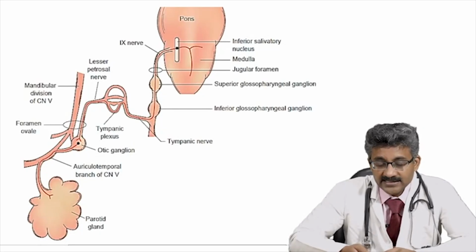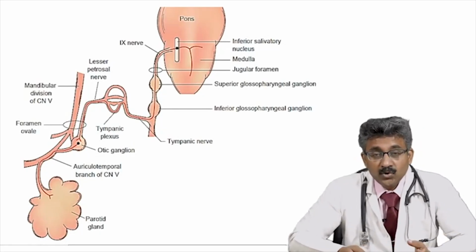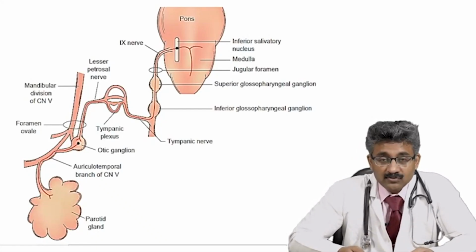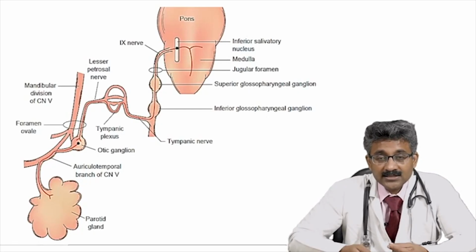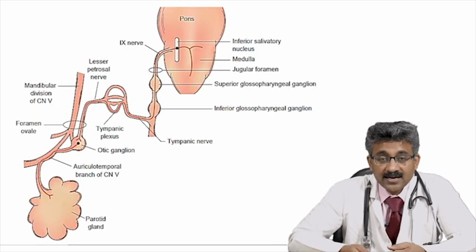Then two important things in the glossopharyngeal nerve: one is glossopharyngeal neuralgia, where they have pain on swallowing, and the other is carotid sinus hypersensitivity, where when they wear a tie or tight neck shirts, the carotid sinus gets stimulated and the patient will have syncope. These two are important entities in the glossopharyngeal nerve you should know. You know the anatomy of the ninth nerve.